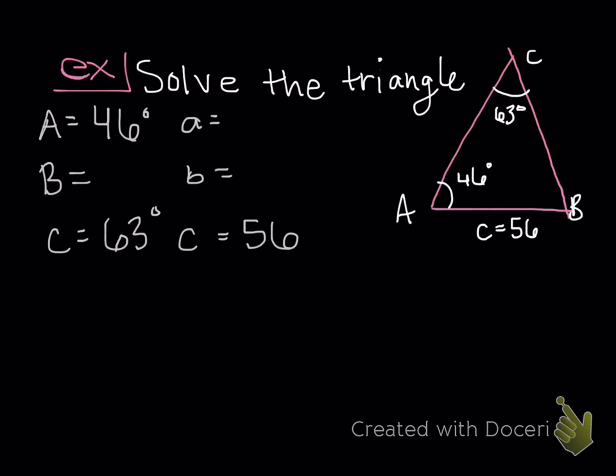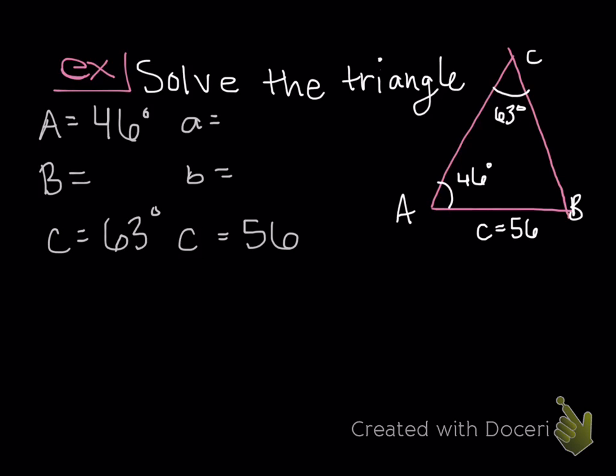So again, SOHCAHTOA does not apply here because this is not a right triangle. We have to use the law of sines. So the three measurements I need are big B, little a, and little b. First calculation we can find is our missing angle. That's the easiest one to calculate right off the bat.